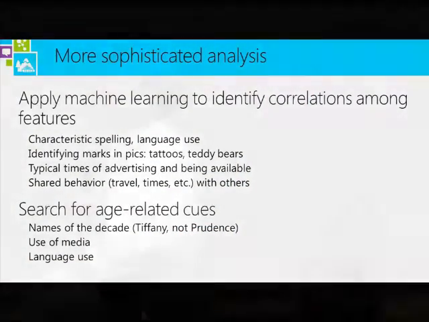Then you can apply machine learning to look at correlations. You can look at characteristics of spelling and language use. You can look at the names. If you call yourself Tiffany or Brittany or something, you're not born in the 50s, I'm sorry. If you call yourself Prudence, you might be born in the 50s, but you wouldn't be born 15 years ago.